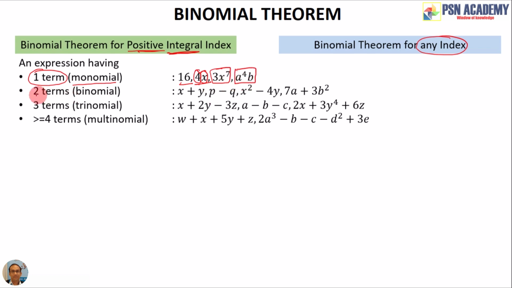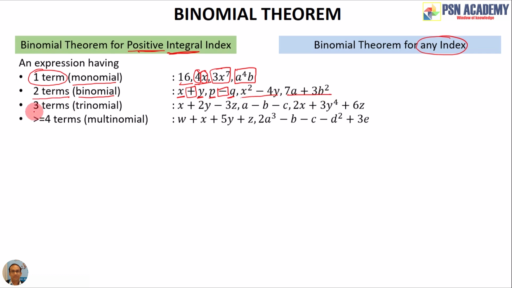When the expression is having two terms, then you call it binomial. For example, this x and y, there are two terms separated by a plus sign. You have this p and q separated by a minus sign. That means whenever two terms are there with plus and minus as a separator, then you say that is a binomial expression. Here also you go and here also.